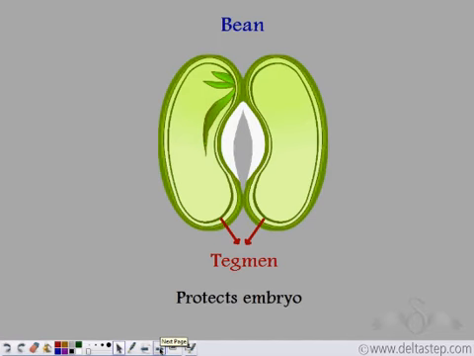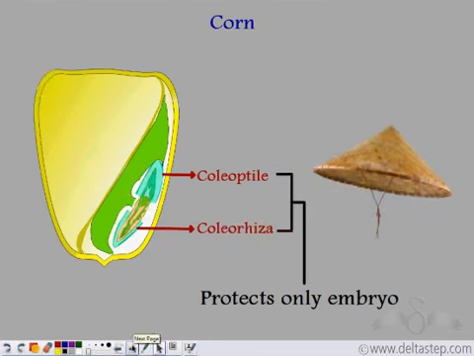This is a bean seed. Now beans have an extra inner layer of protection known as the tegmen. The tegmen protects the embryo in the bean seed. In case of a corn, there is no extra protection for the endosperm, but there is extra protection for the embryo. See, the structure that protects the shoot-forming part of the embryo is known as coleoptile.